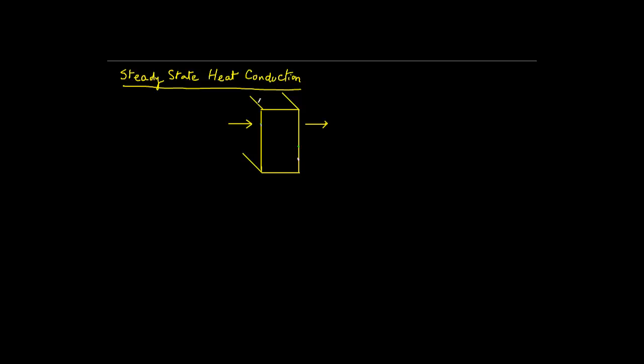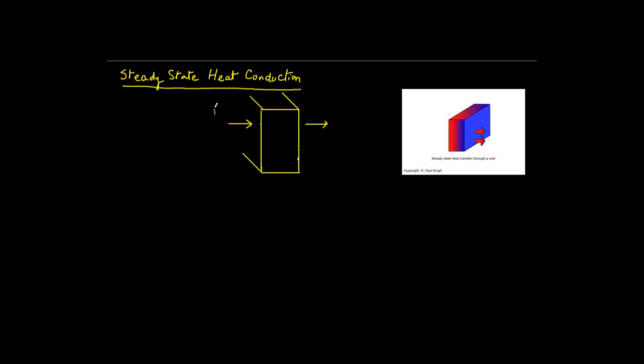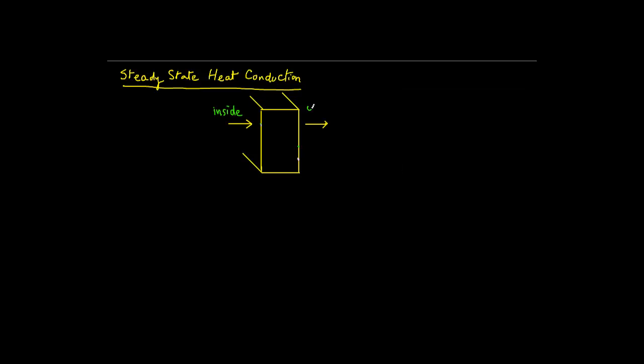So recall from the earlier module on conduction, we were looking at an example of heat transfer through the wall of a house. Inside was considered to be warm, so the temperature is higher inside, and outside was colder, so the temperatures are lower outside. So the heat transfer is through this wall from inside to outside.